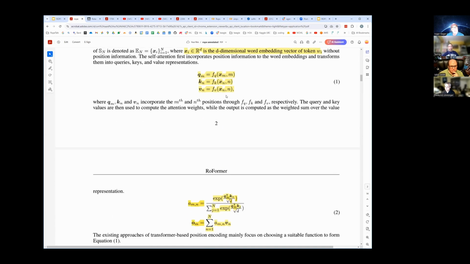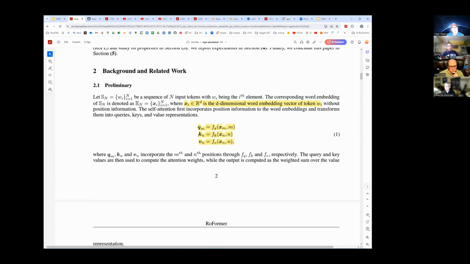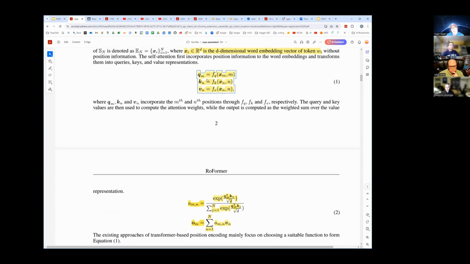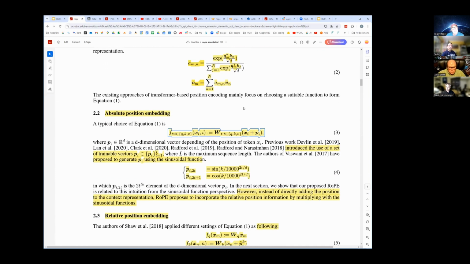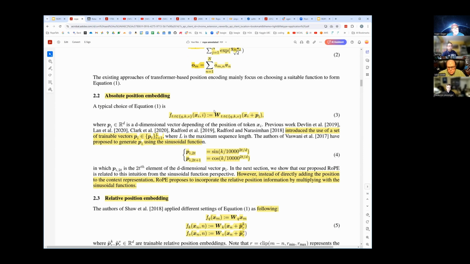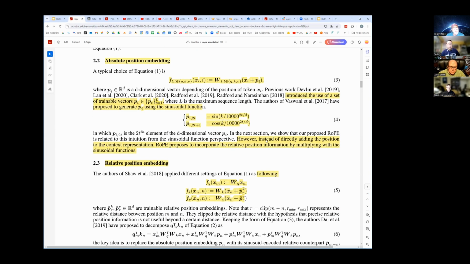So this is background work, just going through characterizing the base equations they're going to work with. A query at position M is going to be some function of the token at M plus the position M, and K and V the same way. And then attention becomes this dot product and softmax, and then you weight all the values by that. So I think we've seen that before.